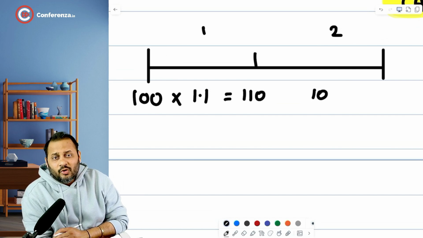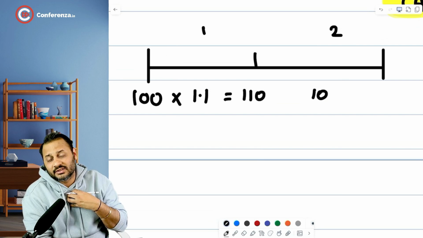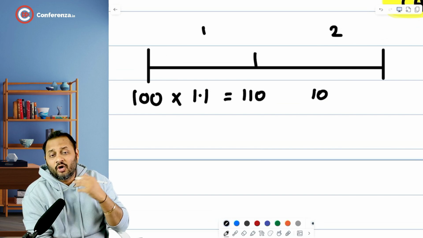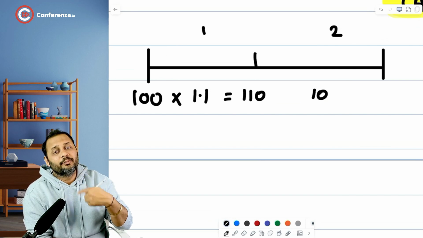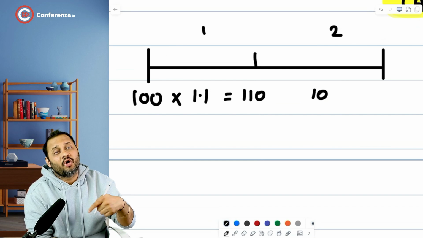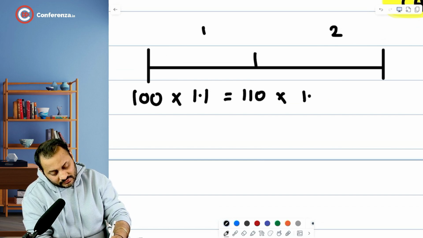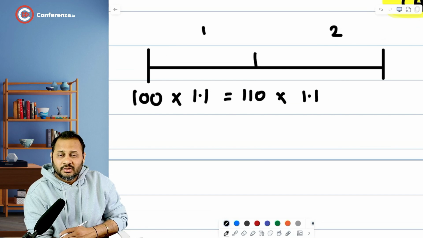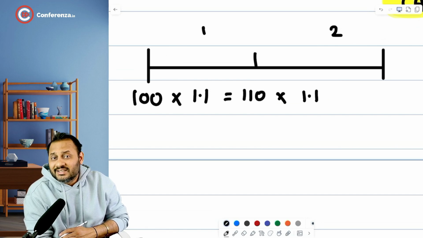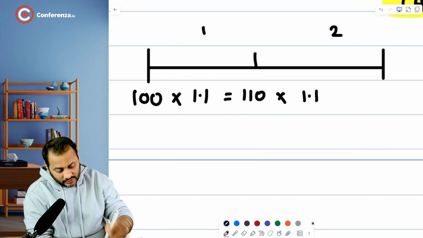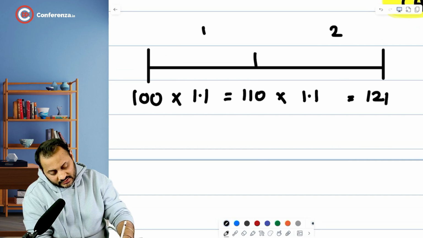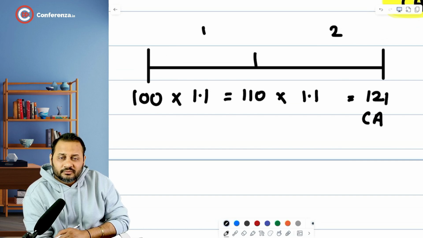No. Because now the bank is using 110 rupees. So how much money is the bank using? 110 rupees. So how much should we get paid on 110? We should get paid 10% interest on 110. So what are we going to do? We are going to again multiply this amount by 1.1. We want to earn 10% on this 110 in the second year. Now it will be 121. This is your compound amount.